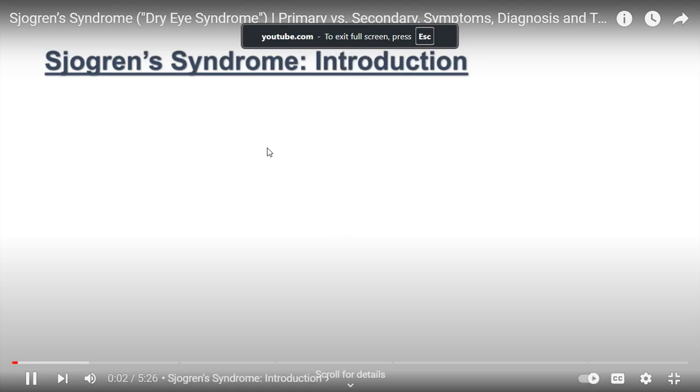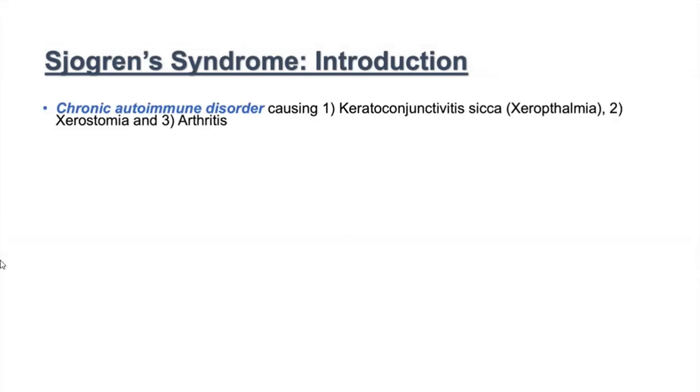Hey everyone, this is Rheumatology: Sjogren's syndrome. Sjogren's syndrome is a chronic autoimmune disorder causing three characteristic symptoms. One is keratoconjunctivitis sicca or xerophthalmia, the second is xerostomia, and the third is arthritis. So there is a triad of symptoms: dry eye, so xerophthalmia, dry mouth, so xerostomia, and arthritis.